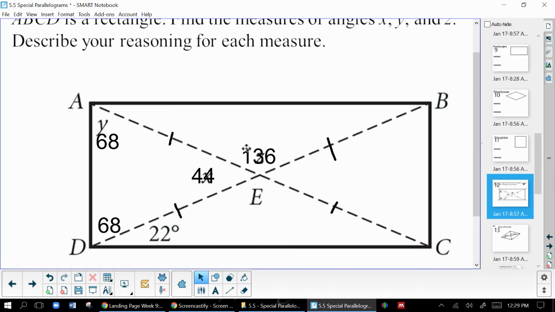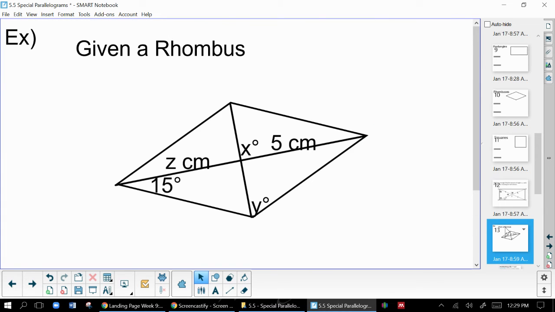So there's your way to do that. Something very good to know about rectangles, though. All of these pieces are isosceles. Next up here, we have a rhombus. So a rhombus gives us some more information in the fact that we know that the diagonals are perpendicular and that they bisect the angles. So a couple of things we would know right away.